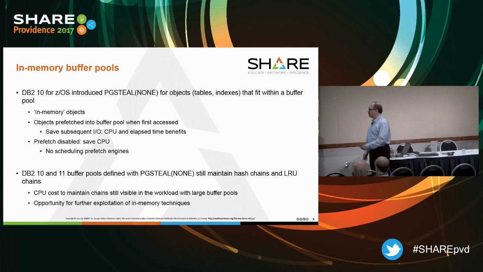There were still some challenges in version 10 and 11 with page steal none. DB2 would still maintain hash chains and LRU chains behind the scenes, because hash chains is how it found where the pages were, and because if you were lying, if the objects didn't actually fit, DB2 would eventually have to get rid of what was in there.